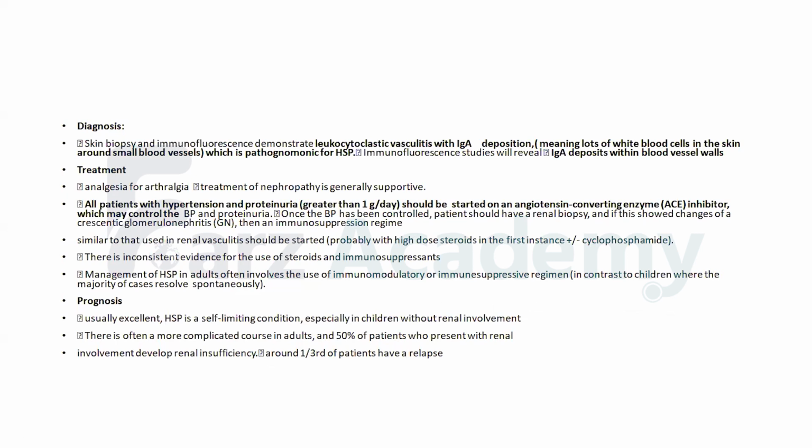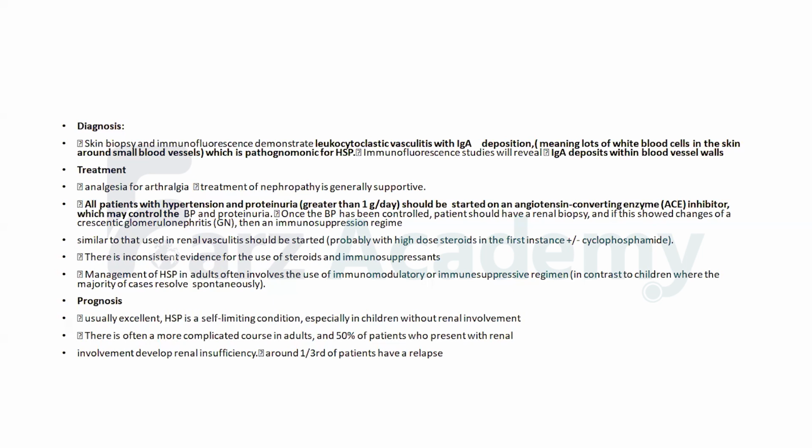Treatment: analgesia for arthralgia. Treatment of nephropathy is generally supportive only. All patients with hypertension and proteinuria greater than 1 gram per day should be started on an angiotensin converting enzyme inhibitor, which may control the BP and proteinuria. Once the BP has been controlled, the patient should have a renal biopsy, and if they show changes of a crescentic glomerulonephritis, then an immunosuppression regime similar to that used in renal vasculitis should be started, probably with high dose steroid in the first instance, plus or minus cyclophosphamide. Steroids plus or minus cyclophosphamide. There is inconsistent evidence for the use of steroids and immunosuppressants.